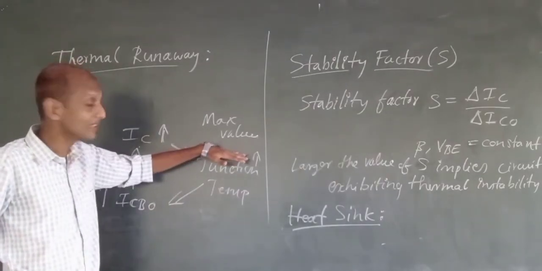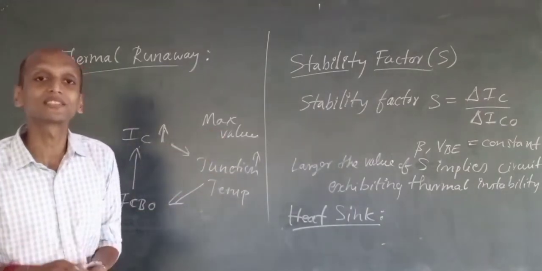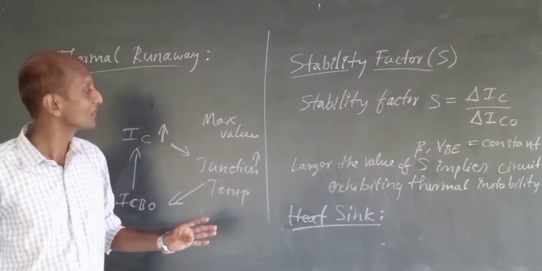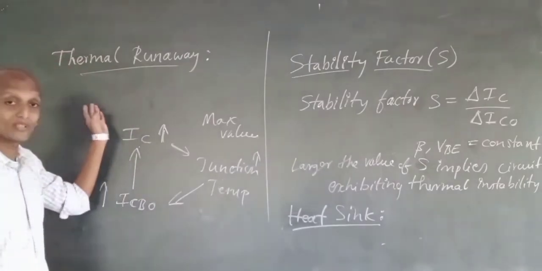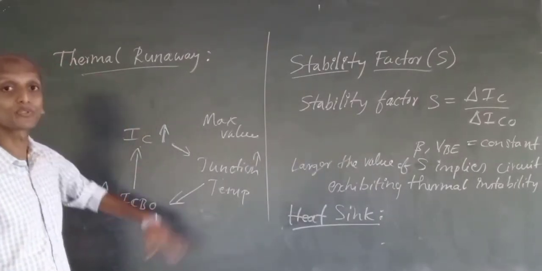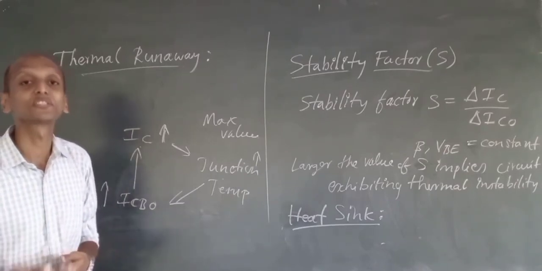If it crosses the maximum junction temperature, then the junctions of the transistor will burn out and the transistor will be spoiled. That is what is called thermal runaway. This process is called thermal runaway. It is defined as the self-destruction of your transistor.